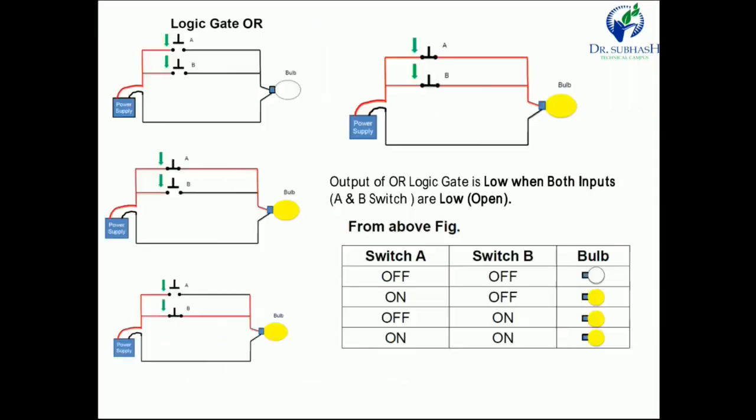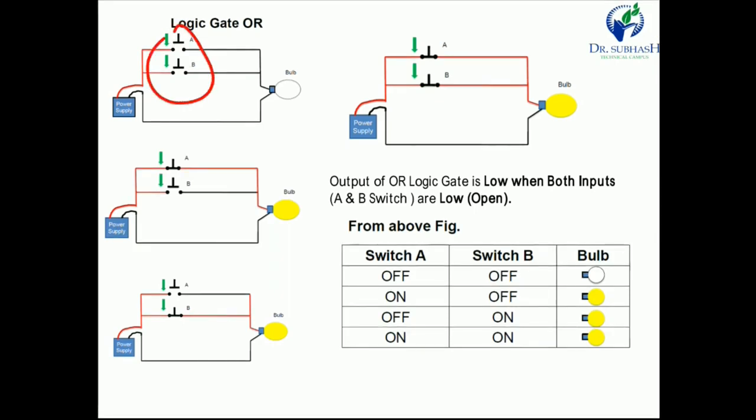Now let's see about the OR gate. In the OR operation, the switches are connected in parallel. In the AND operation they are in series, and in the OR operation the switches are connected in parallel. So here both switches, A and B, are open, meaning there is no current flow through the bulb, so the bulb is off.